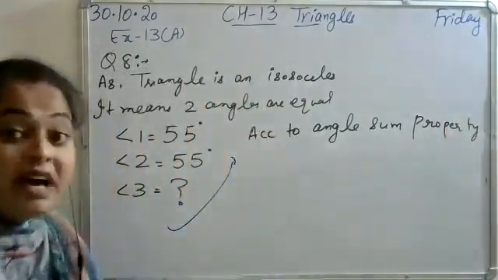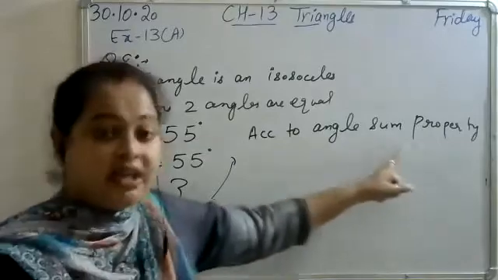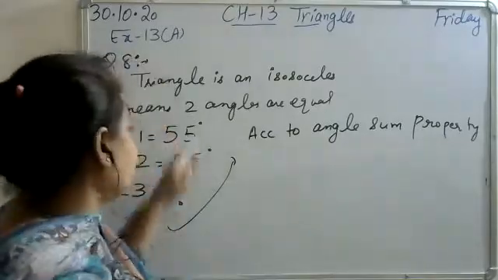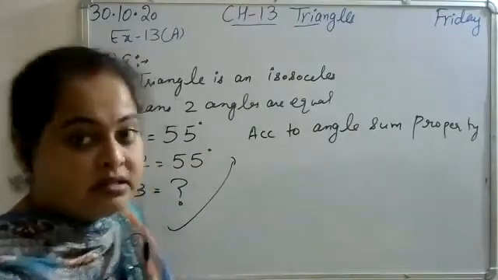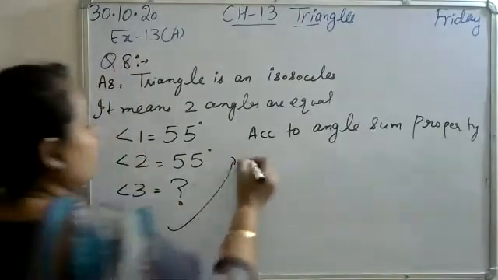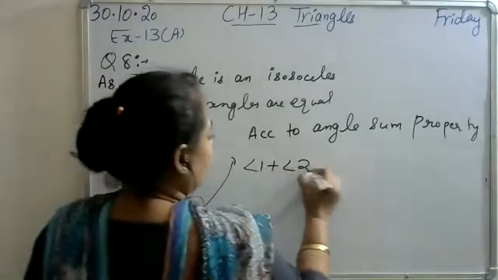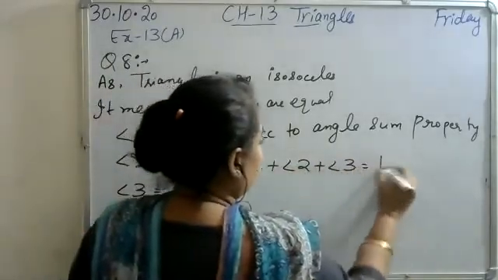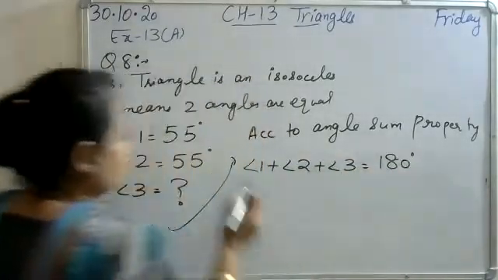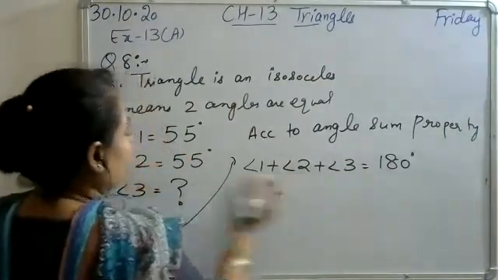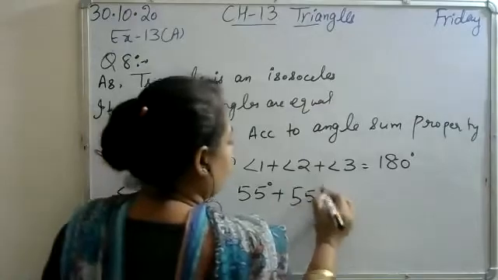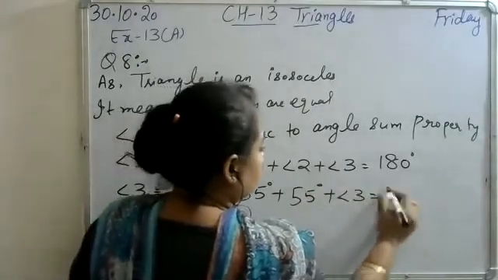Why are we applying angle sum property? Because angles are given. Because the question is based on angles. That's why. So angle 1 plus angle 2 plus angle 3 is 180 degrees. What is angle 1? 55. What is angle 2? Again 55, and angle 3 as it is.